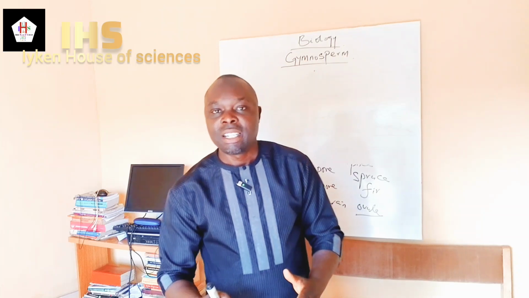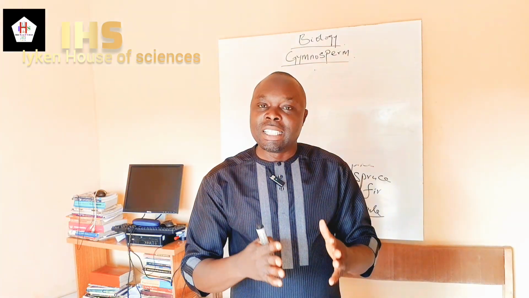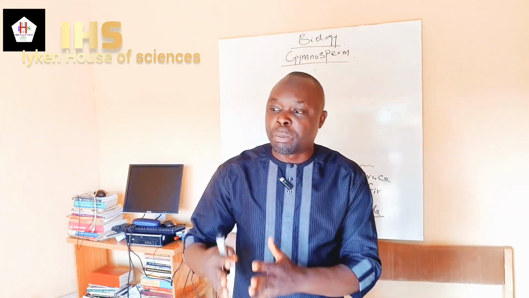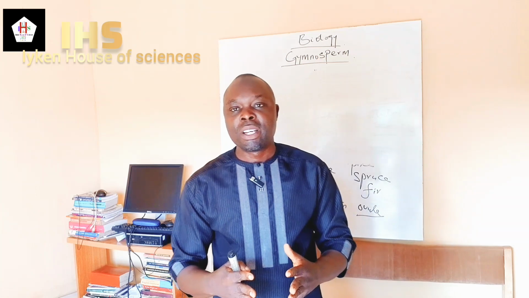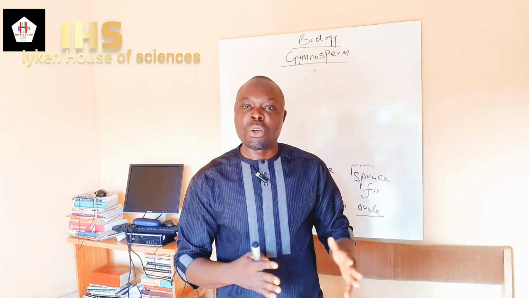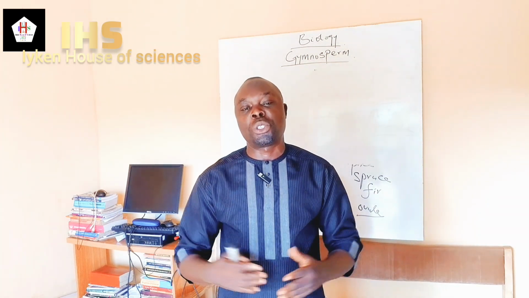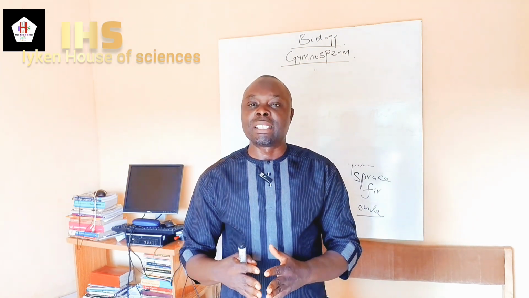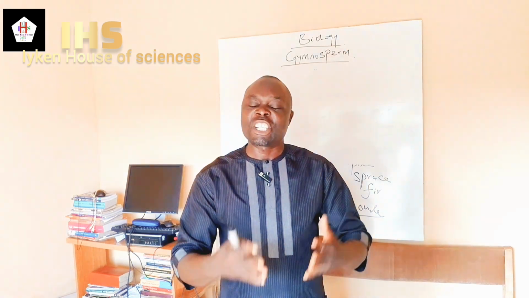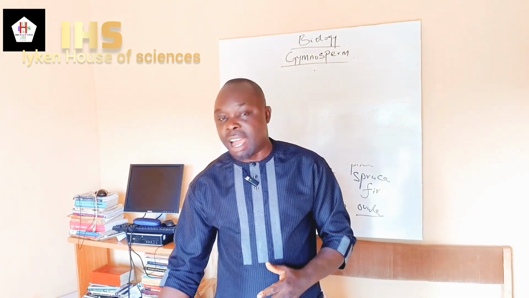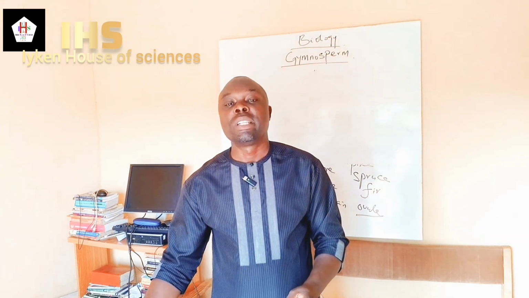So now you can see that the major difference between the angiosperm and the gymnosperm is that the angiosperm is a flowering plant, but the gymnosperm do not produce flowers. And the seed of the angiosperm is enclosed, but the seeds of the gymnosperm are exposed. They are in a cone. But in terms of being true plants, both the angiosperm and gymnosperm are true plants. Why? Because they have true roots, true stem, and true leaves.